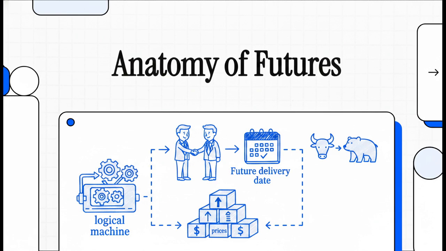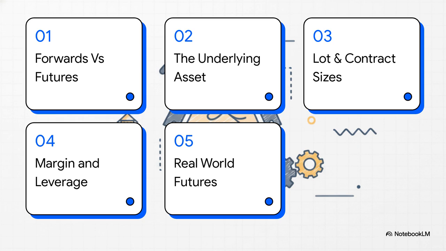So today, we're going to take that machine apart, piece by piece, look at the gears, and show you exactly how it ticks. By the end of this explainer, you'll see that understanding futures is really just about grasping a few basic building blocks. Okay, let's dive right into this. Here is our roadmap for today. We'll start with forwards versus futures. Second, the underlying asset. Third, lot and contract sizes. Fourth, margin and leverage explained. And finally, futures in the real world.